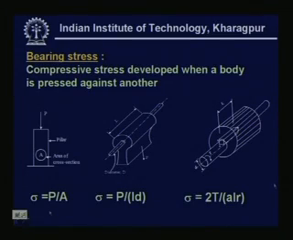In the same way, if we look at the second figure, what you are getting is a shaft going inside a hole having a length L, and this member is pressing the shaft with a load P. In that case, the bearing stress sigma is written as P divided by length L times the diameter of this particular shaft.